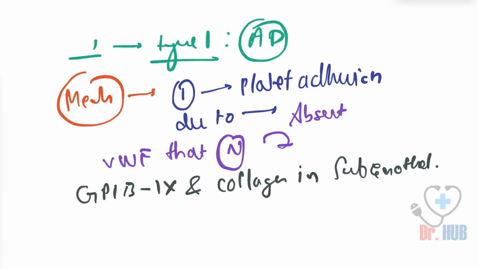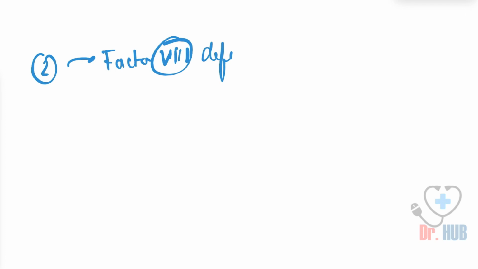Now we are looking at the second mechanism. How does the second mechanism function? In this case, we are looking at factor 8 deficiency. The von Willebrand factor prevents the degradation of factor 8.